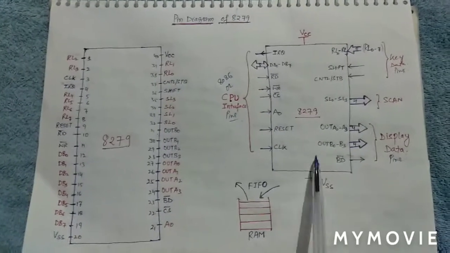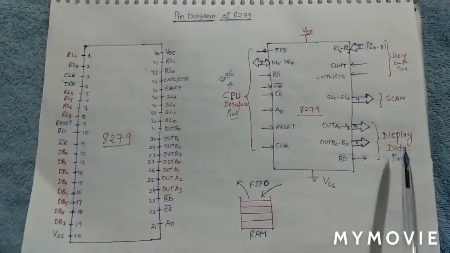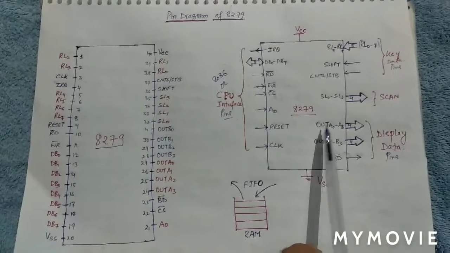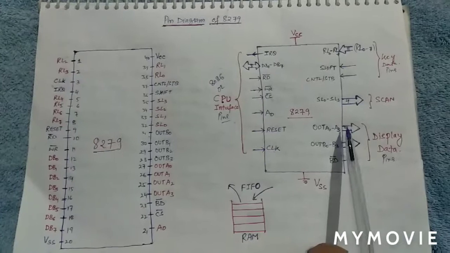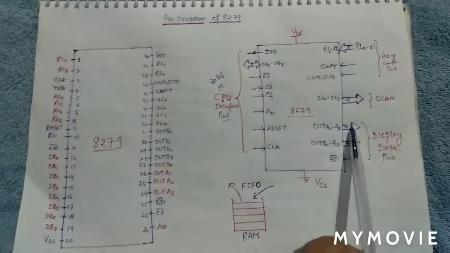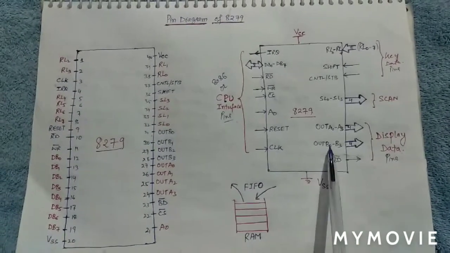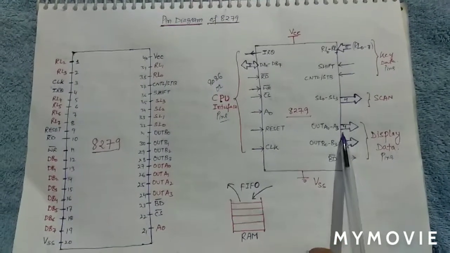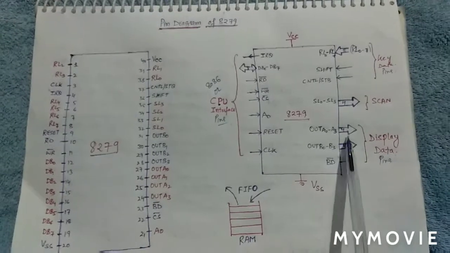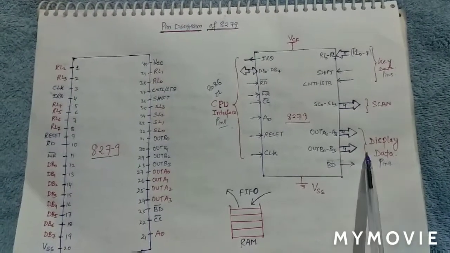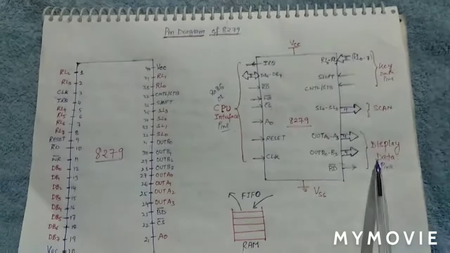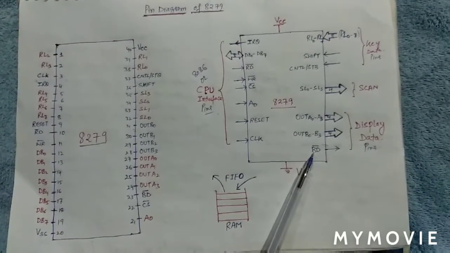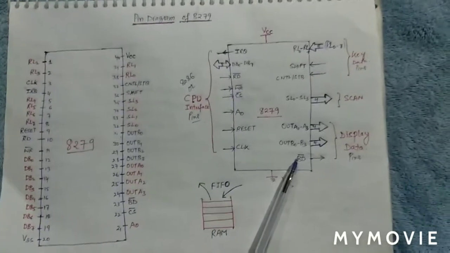Now we will move towards the display data pins. Display data pins consist of the data bus OUT A0 to A3, which is a 4-bit bus, and OUT B0 to B3. These two buses are 4-bit buses, used to display data onto the display device. The BD pin provides the blanking period when digits are switching.